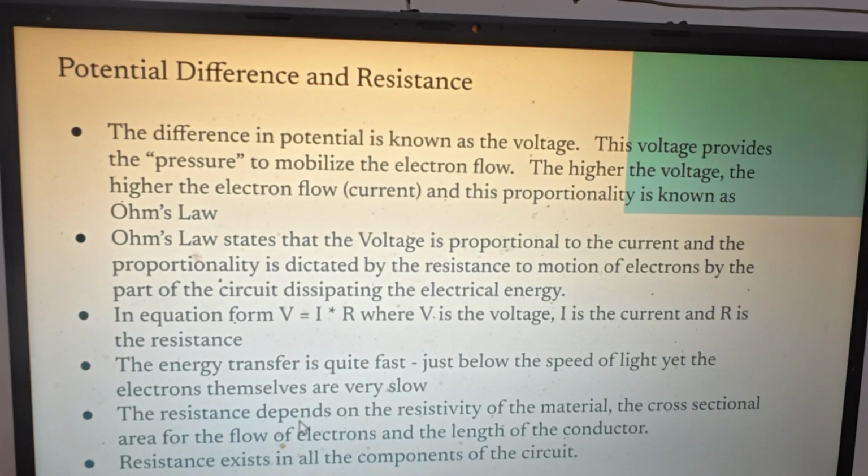The resistance depends on the resistivity of the material, the cross-sectional area for the flow of electrons, and the length of the conductor. So in equation form, resistance is equal to resistivity rho times the area divided by the length. And resistance exists in all components of the circuit.